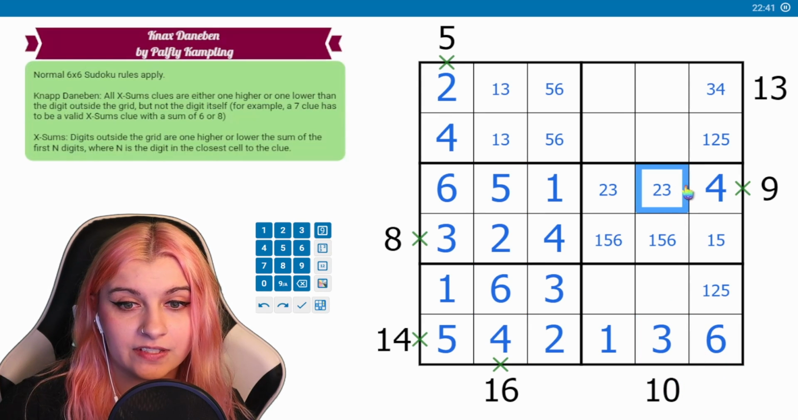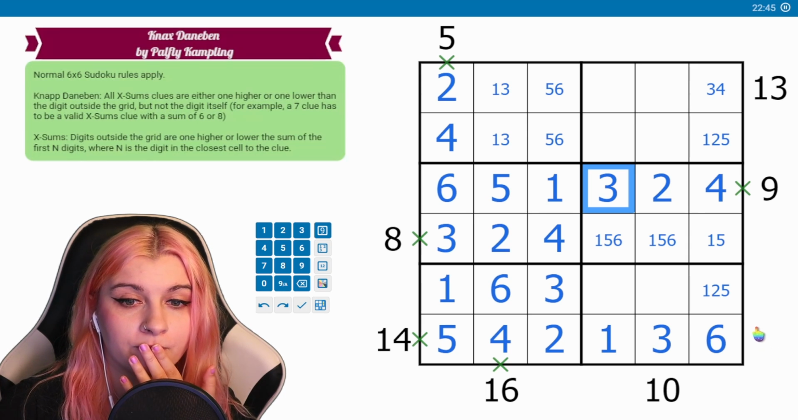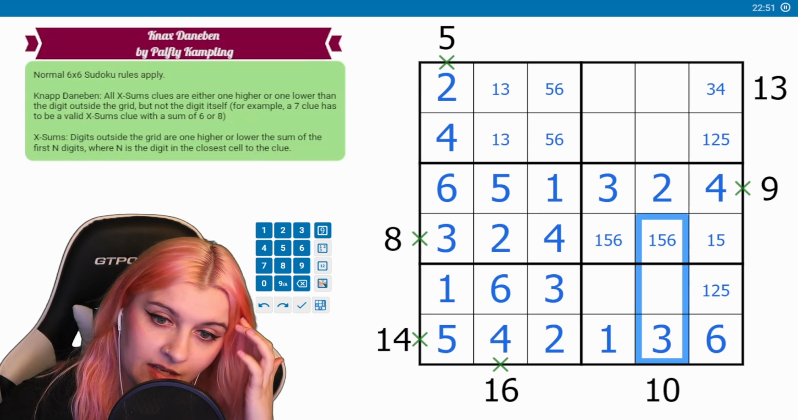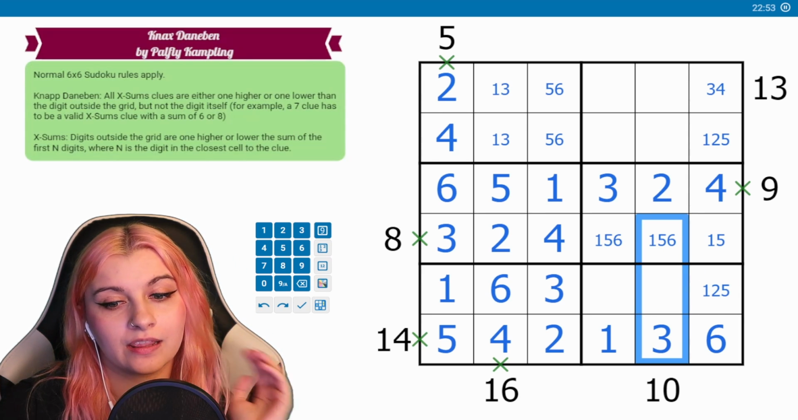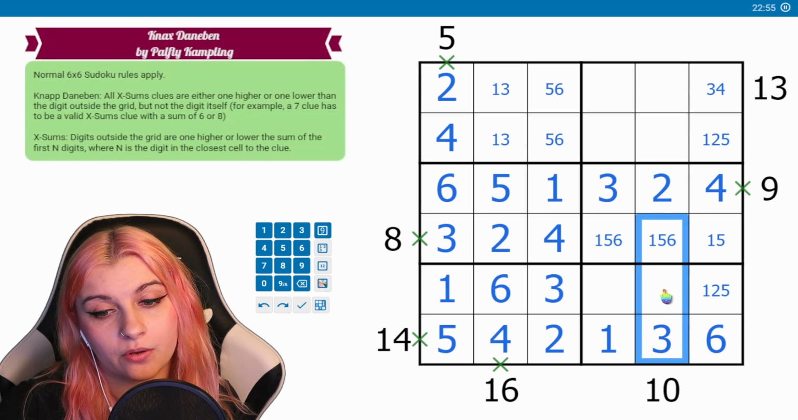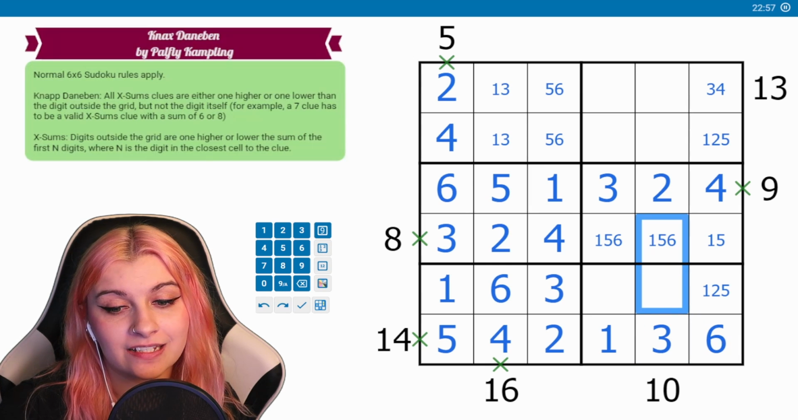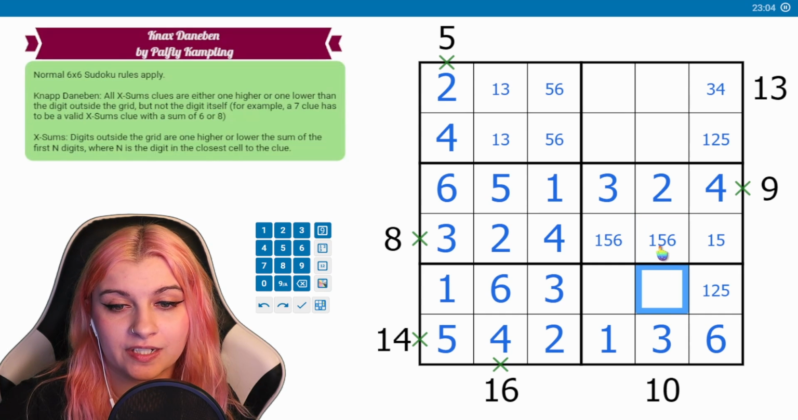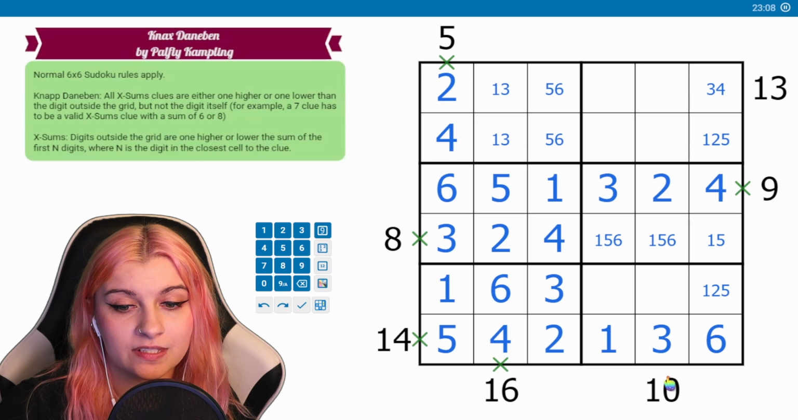10. If this is a 3, this is a 2. We can keep going. That's a 3. Okay. These 3 cells need to sum to either 9 or 11. So this is either 8 or 6. If it's an 8, I would have to do 6, 2, because I can't do 5, 3, and I can't do 4, 4. But I also can't do 6, 2. So this is going to be 9.